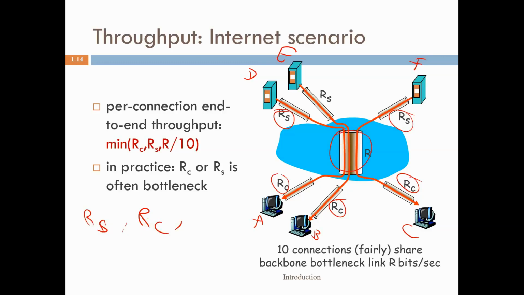The rate of the router is not actually dedicated to any connection. It's shared between the three connections, between A and D, B and E, and C and F. So the rate R is shared. If we have, let's say, 10 connections through the router, then the rate R will be shared among 10 connections. So at the end of the day, we have to ask ourselves, what is actually the smallest rate? Is it RS? Is it RC? Or is it R over 10 in this case? Whichever one is the smallest one will become the bottleneck link and will define the throughput of the path.